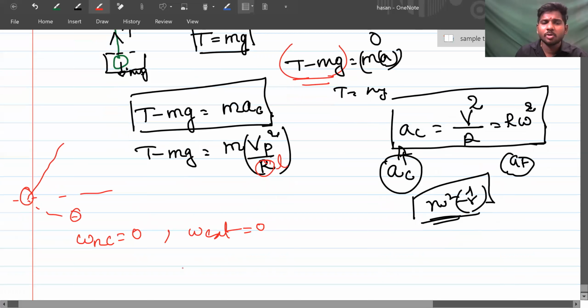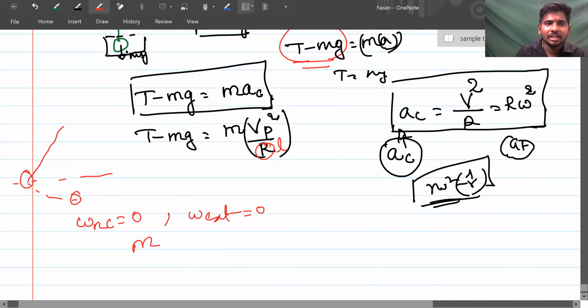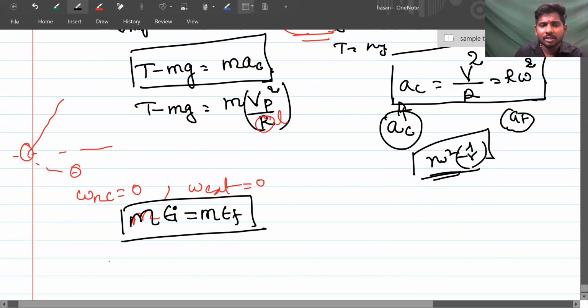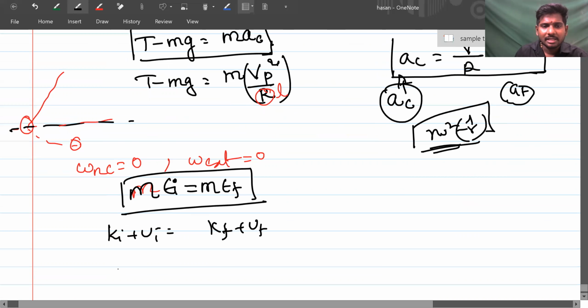Then, if you have practiced the problems in work energy, mechanical energy initial is equal to mechanical energy final. You remember? Then mechanical energy initial is Ki plus Ui, equal to KF plus UF. Initial kinetic energy is zero in this case.